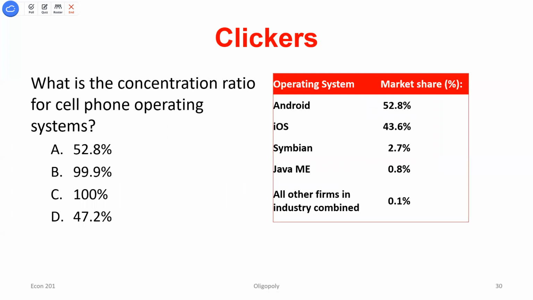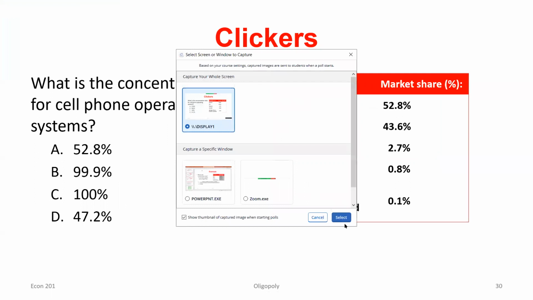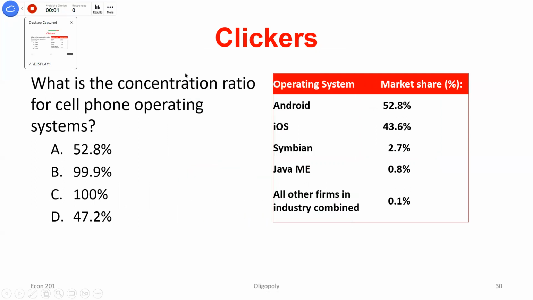So I'll make this one a little bit easier. I'm not going to give the totals of each one of these. I've actually calculated that market share percent for you. Okay. So hopefully this discussion that we've already had will make this one pretty easy, right? So here I've got 4 different operating systems, the top 4 firms in the operating system industry. And then all other firms have about 0.1%.